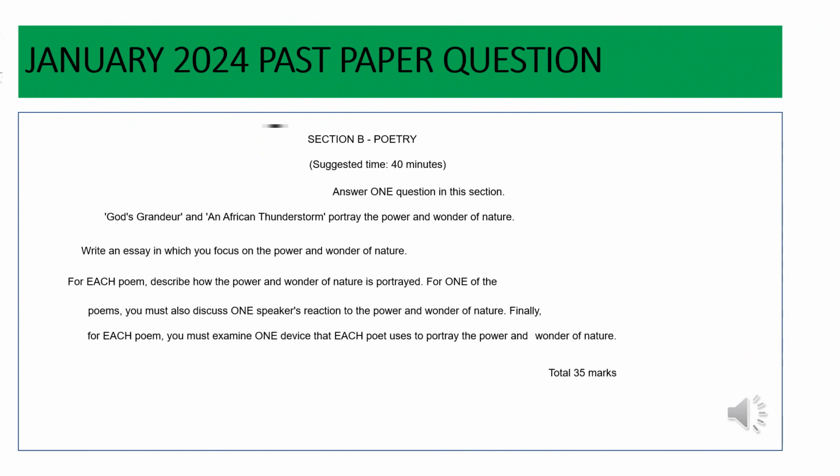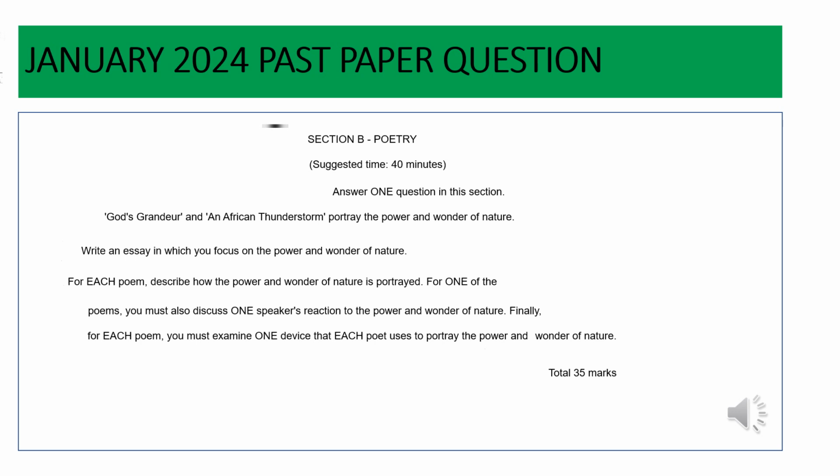Question. January 2024 past paper question. Section B, Poetry. Suggested time 40 minutes. Answer one question in this section. And the question reads, God's Grandeur and An African Thunderstorm portray the power and wonder of nature. Write an essay in which you focus on the power and wonder of nature.